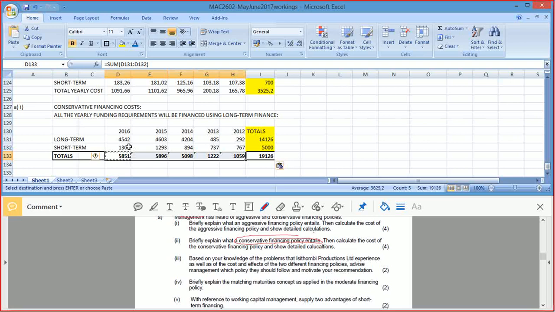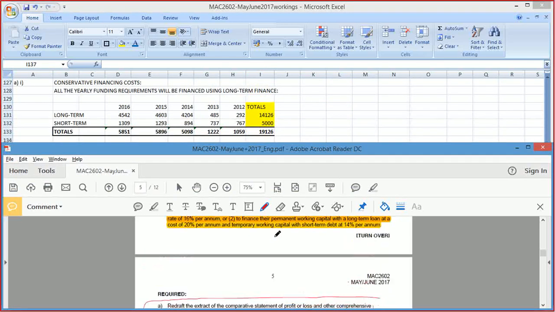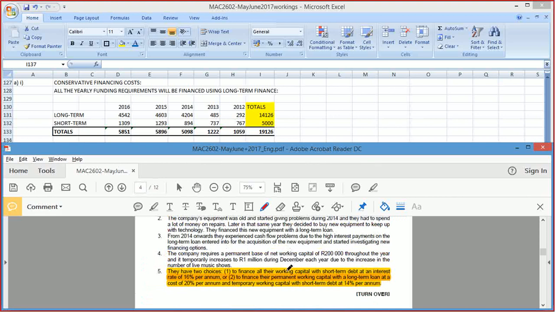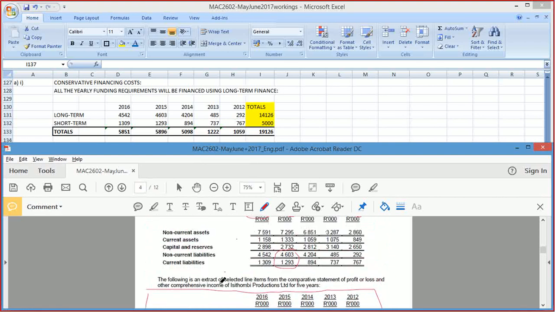Okay, so adding up all of that. If I'm looking at the cost, the cost of conservative finance is how much? It's the long term. What is the long term financing cost? Is this after you've multiplied it by 10%? No, 20%. Yeah, 20% is the long term financing cost.